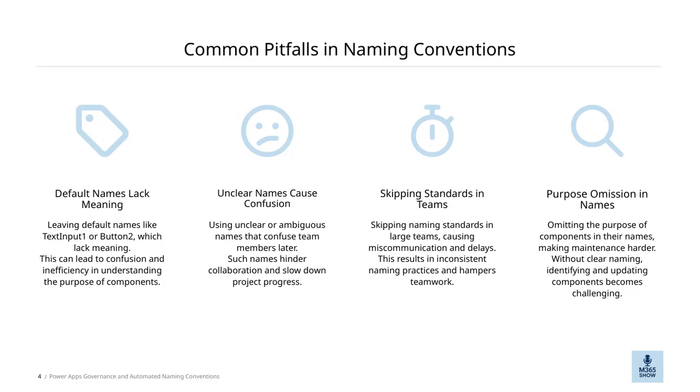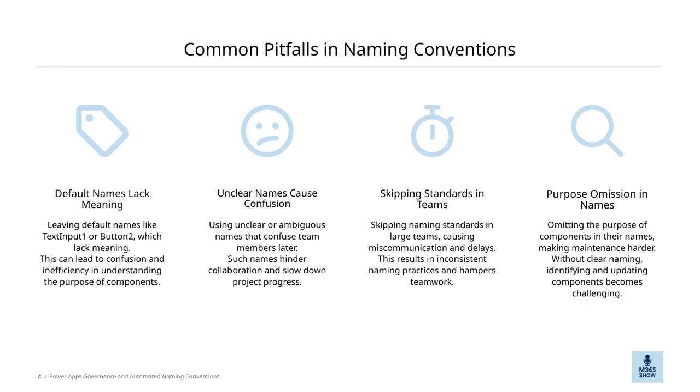Now, let's discuss some common pitfalls we encounter with naming conventions in Power Apps. One major issue is the omission of purpose in component names. When we don't clearly specify what a component is for, it makes maintenance much more difficult down the line. Without clear names, identifying and updating the right parts becomes a real challenge. Another pitfall is skipping standards, especially in large teams. When everyone doesn't follow a consistent naming approach, miscommunication happens, and delays can occur because team members are unsure about what each component does. This inconsistency really hampers teamwork and efficiency.